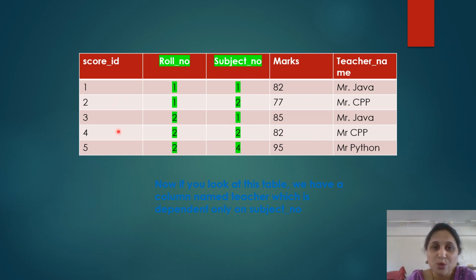Now suppose I ask you, what is roll number 1's marks? What marks has been obtained by roll number 1? You will get confused because this roll number 1 has taken two subjects, subject 1 and subject 2, where he got 82 marks in subject 1 and 77 marks in subject 2. So if I ask you to tell me the marks of roll number 1, you will be confused about which marks I'm asking for or which record I want to fetch for roll number 1.